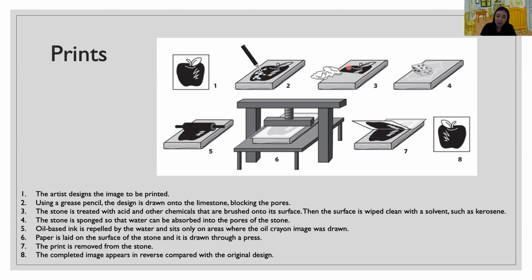The acid is not for creating depressions. It's just used for its chemical effect. Then the surface is wiped clean with a solvent such as kerosene. And the stone is sponged so that water can be absorbed into the pores of the stone.